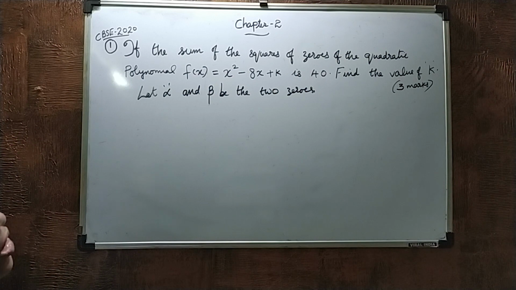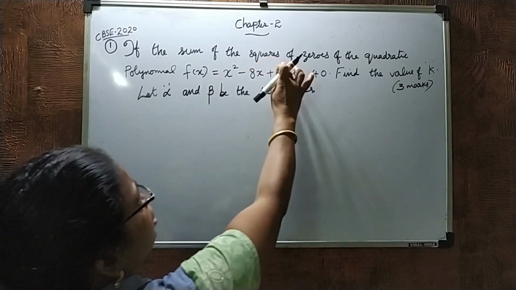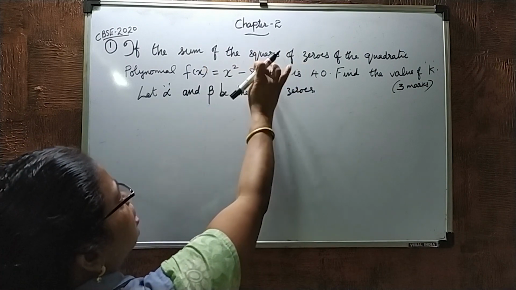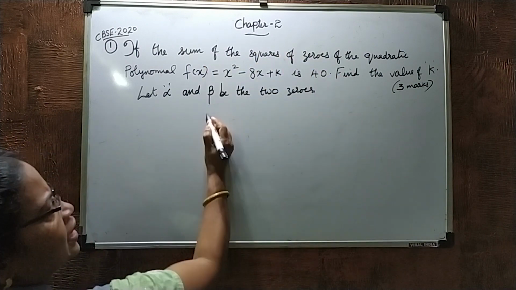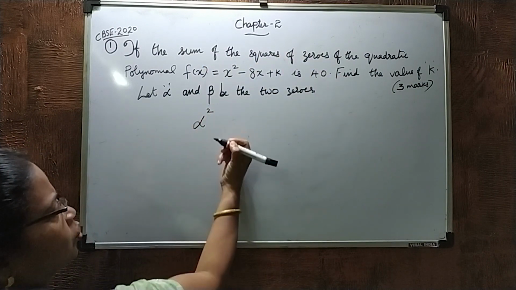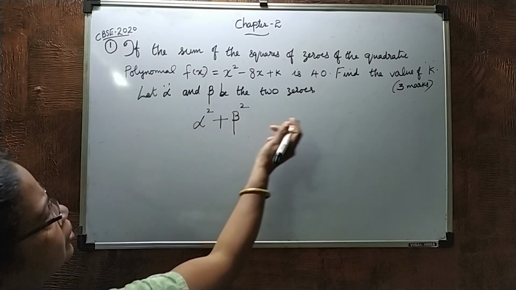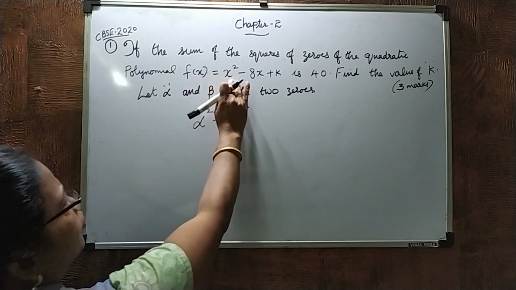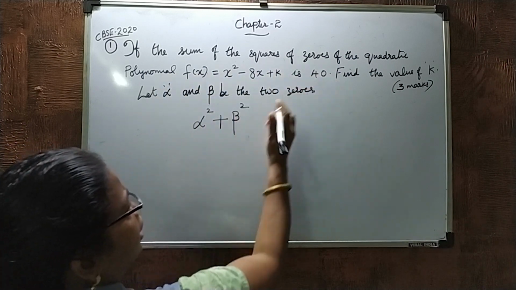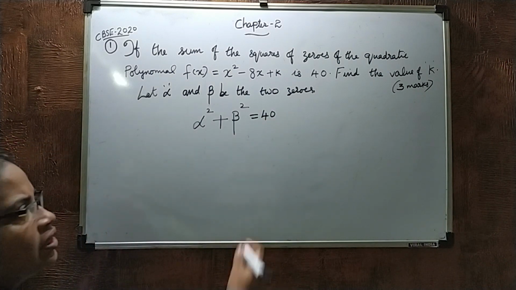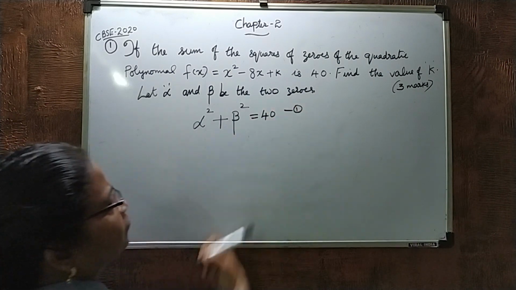Now, what is the next step they told you? Sum of the squares of zeros. First one, squares of zeros. That means alpha square, beta square, and their sum is 40. That means alpha square plus beta square equals 40. Right? This will be equation number 1.